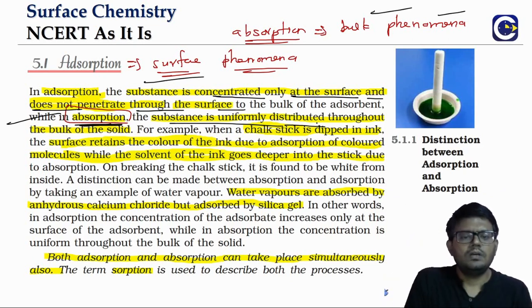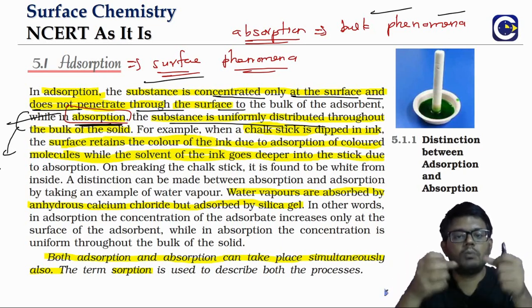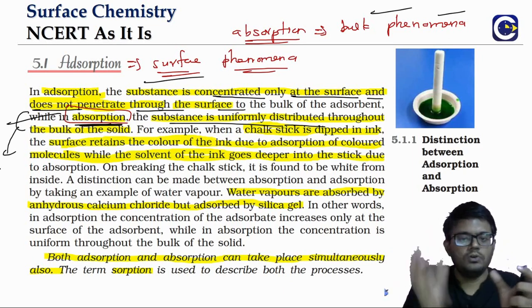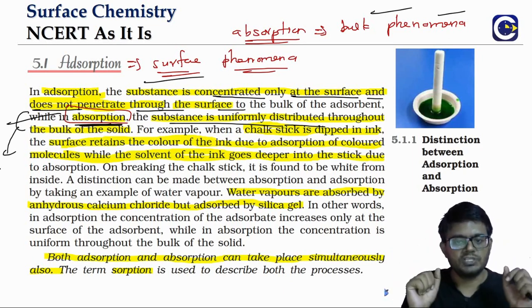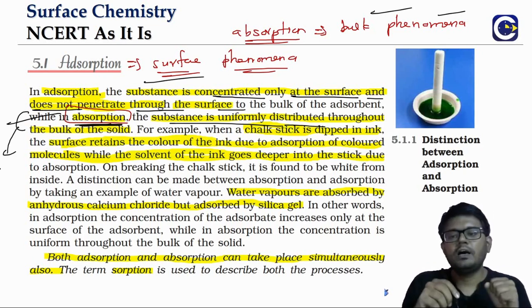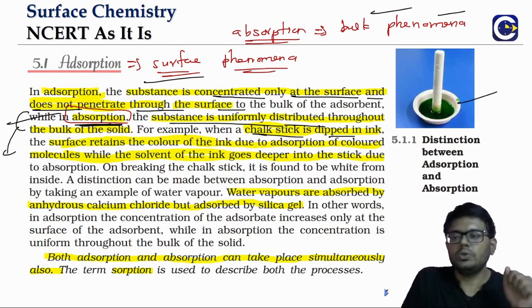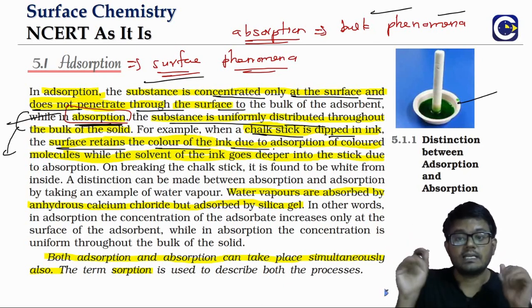For absorption, we can give a lot of examples. You take a sponge, put it in water. What happens? The sponge will absorb all the water. The water will go into the full solid of the sponge, right? So that is absorption. It is absorbing. Now, if you take the example of a chalk stick and dip it into an ink solution, you can see here. What we'll observe is that the surface of the chalk will retain the ink, meaning it will retain the color.